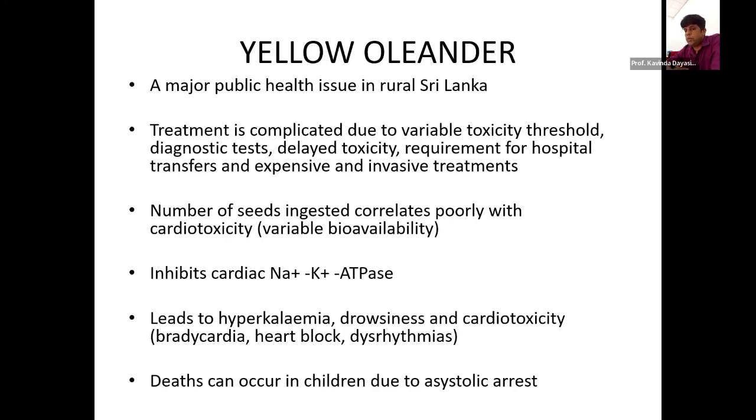The main action of yellow oleander is that they inhibit the sodium potassium ATPase channels in the heart, resulting in bradyarrhythmias and heart blocks, and also hyperkalemia. And the affected children can present with hyperkalemia, cardiotoxicity, especially bradyarrhythmias and drowsiness. And in serious cases, it can result in ventricular dysrhythmias and asystolic arrest and subsequent death.